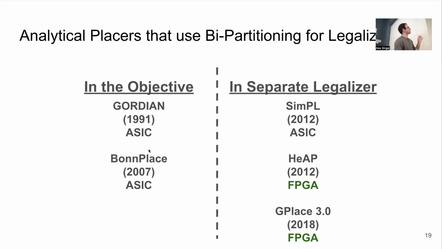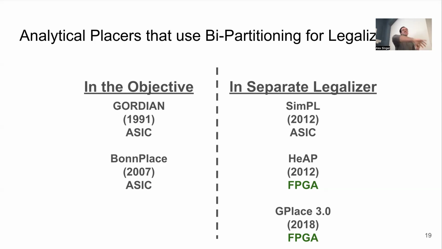BonnPlace kind of solved that complexity problem by breaking the problem into pieces. But by making early decisions of saying you must go to the left, you must go to the right, they had to do repartitioning often, or I assume often, to try and overcome making those partition decisions early. Another idea, which was spearheaded by SimPL, is to use a very simple conjugate gradient solver. It's solving bound to bound, it optimizes wire length, and it's going to find a solution.